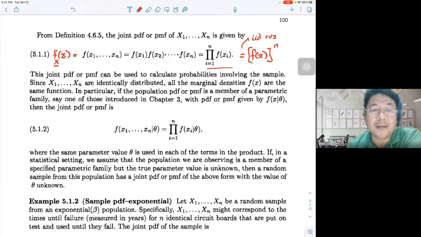If we have a PDF or a PMF from a member of a parametric family, say we have a parameter theta now that we're going to consider in our probability density function or probability mass function, we can denote our PDF or PMF by this. This is now conditional, no? That is conditional on our parameter theta. In other words, with reference to the parameter theta. So we have here the product of the marginal PDF or PMF, i from 1 up to n.